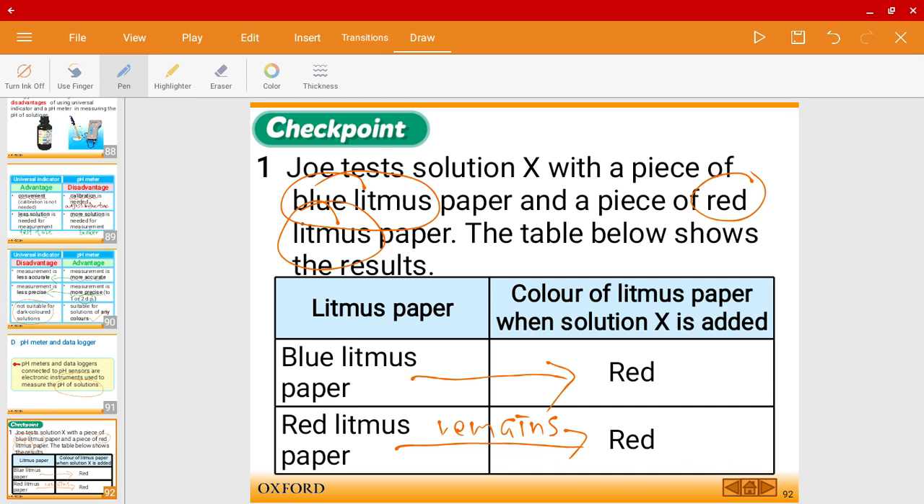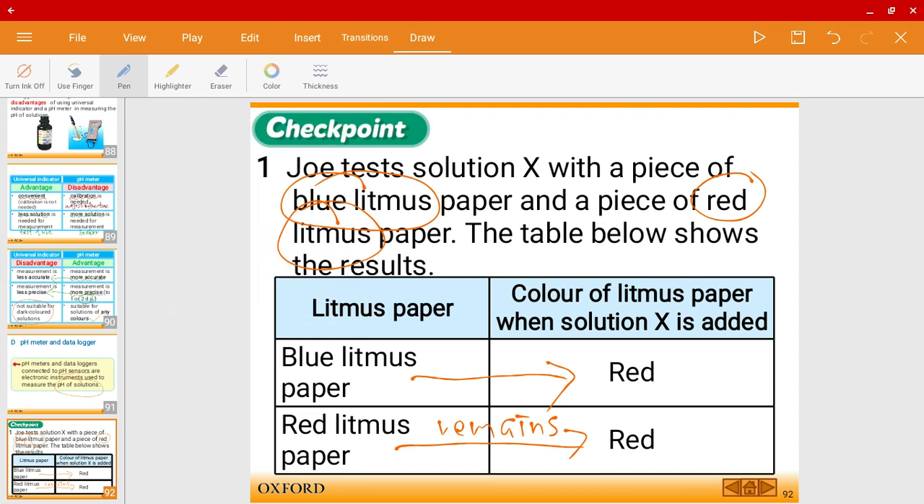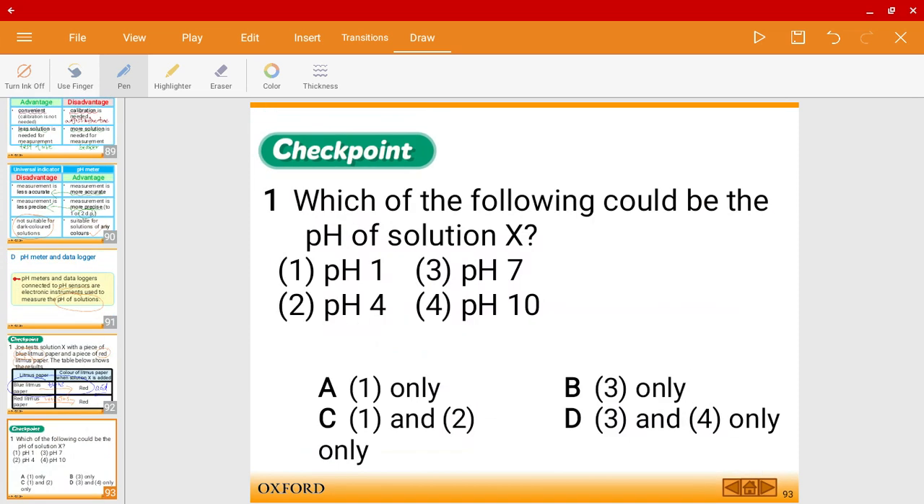So based on this table, you will know whether solution X is an acid or an alkali. It is an acid. Why is that? Because the blue litmus paper turns red. So that is a test for an acid. So we know that solution X is an acid, so let's read the options.